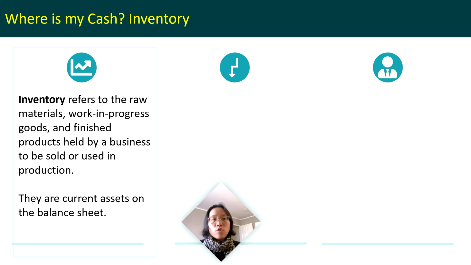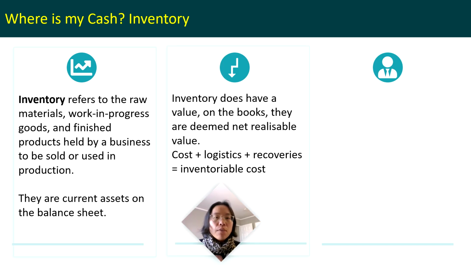Inventory refers to raw materials, work in progress, and finished goods held by a business that are to be sold or used in production. They are current assets on the balance sheet. Inventory does have a value on the balance sheet. They are deemed net realizable value. So this is costs plus logistics, storage, and recoveries, and it's called inventoriable costs.